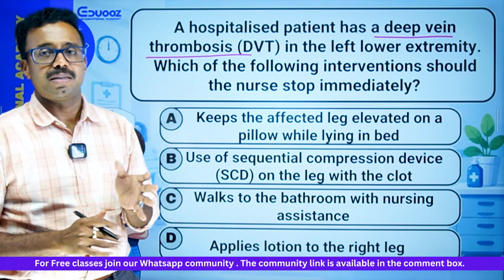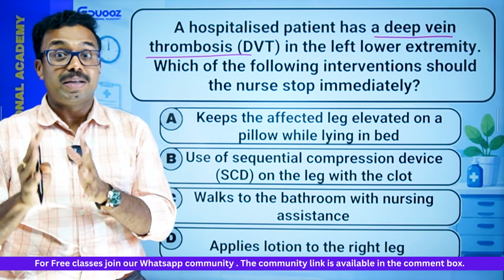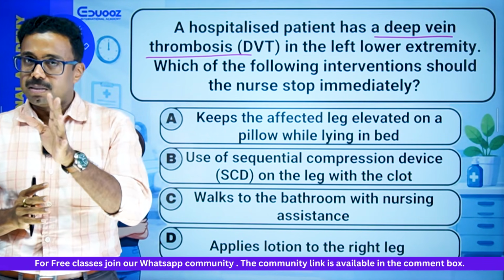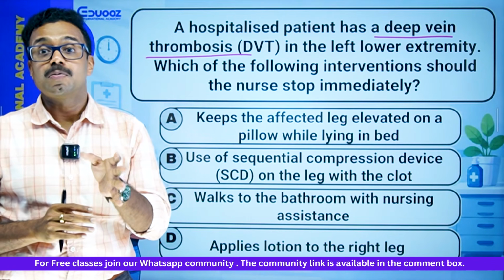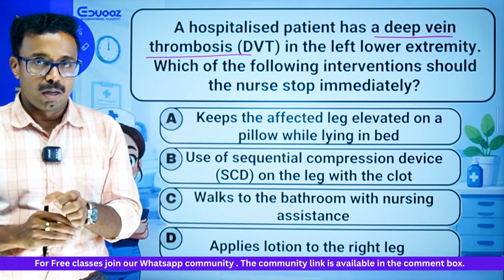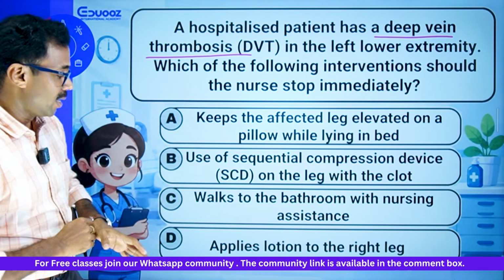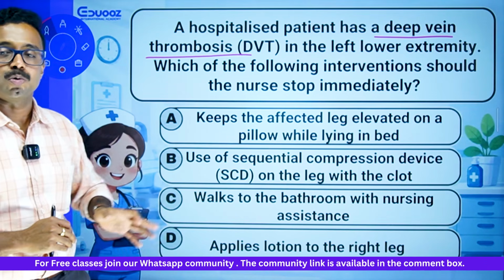Option A states: keep the affected leg elevated on a pillow while lying in bed. Option B: use of a sequential compression device on the leg with the clot. Option C: walks to the bathroom with nursing assistance. And option D: applies lotion to the right leg.